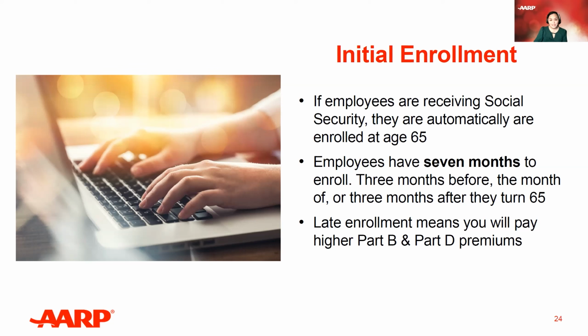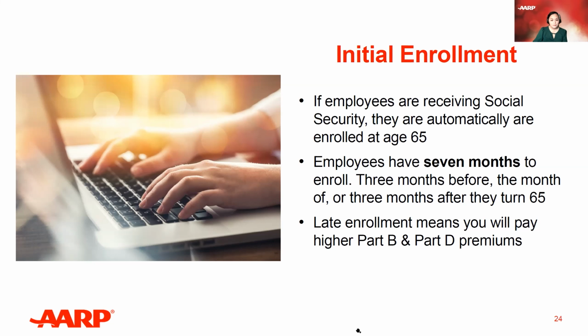So I'll repeat that initial enrollment period again. It's a 7-month window: the 3 months before the month of your 65th birthday, the month of your 65th birthday, and the 3 months after your 65th birthday. If you have to enroll during the initial enrollment period, we highly recommend you enroll during the 3 months before your 65th birthday, just in case, to avoid any coverage gaps.